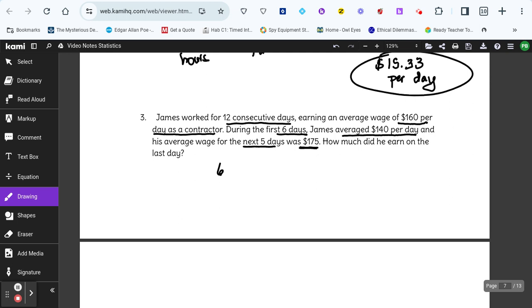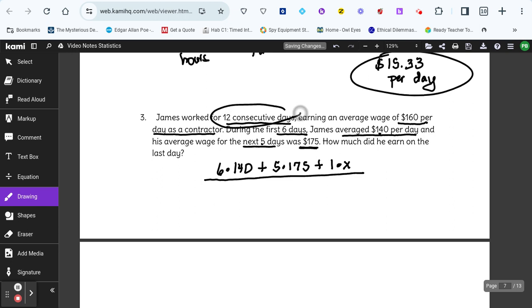So 6 days at $140 plus... Let's see. During the first 6 days was 140, and then the next 5. So 5 days at $175 plus that last day at some amount of dollars. Okay, we don't know, so we're going to put an X.